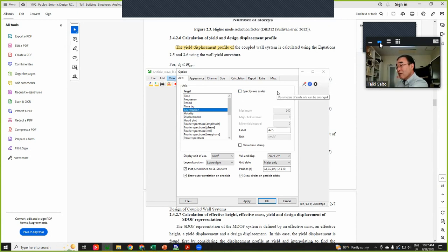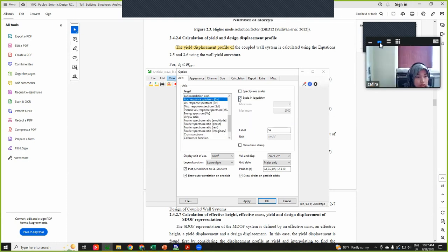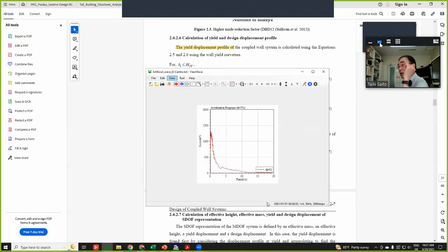Which one is log normal? No. Could you go down? There is a response spectrum, maybe. Acceleration response spectrum. Yeah. SA. Okay. No. Yeah. This one. Yeah. And then this one. Okay. And 3, 4, 5.